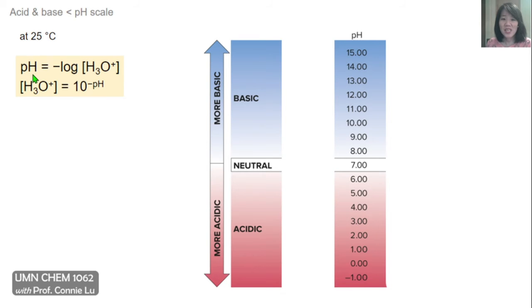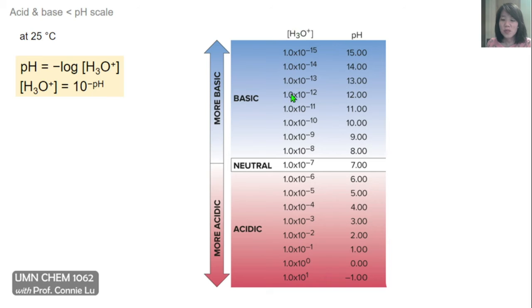We have this relationship from before, where the pH was defined as the minus log of the hydronium concentration. So I can rearrange this equation and solve for the hydronium ion as 10 raised to the minus pH. And so using these values, I can come up with the hydronium ion concentration. And again, one thing to realize is that no matter the pH, there's always some hydronium ions present.